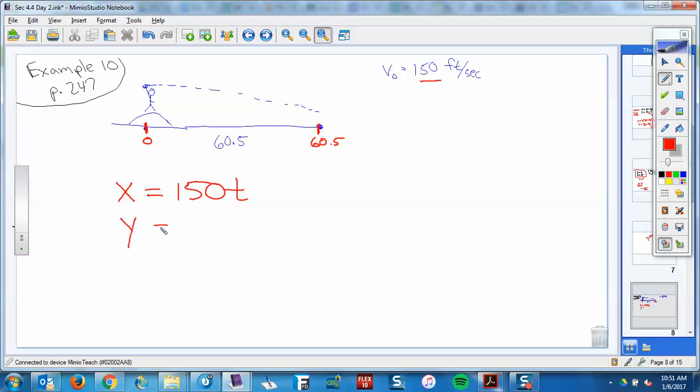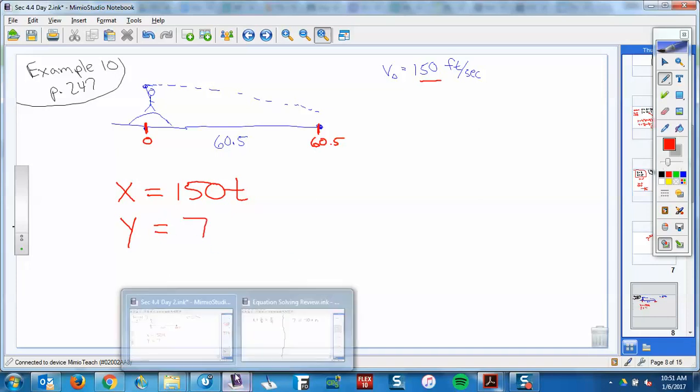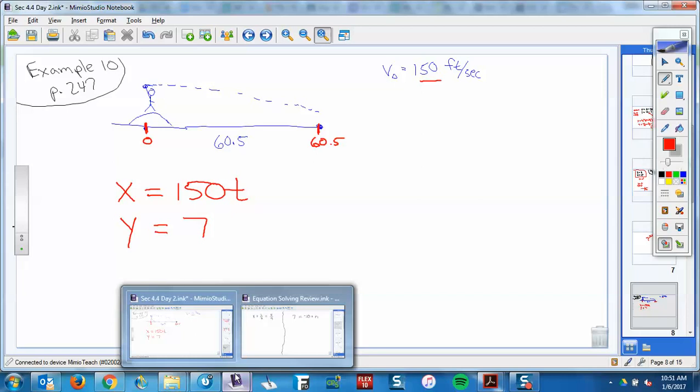The Y equation is going to be different. Now remember, Y is the height of the ball, the vertical distance. At time 0, what's the ball's vertical distance? 7. The vertical distance is 7. But then every second it's going to drop how much? Well, its velocity is going to drop 32 feet.